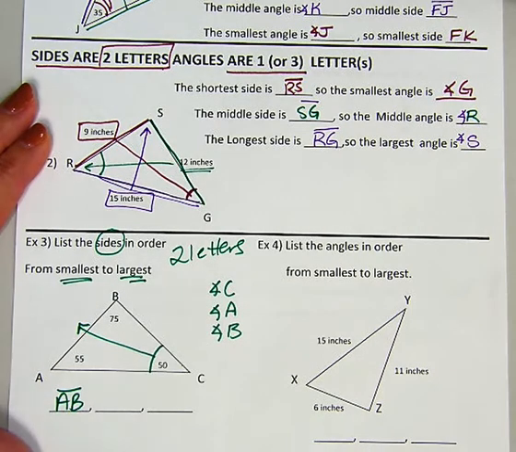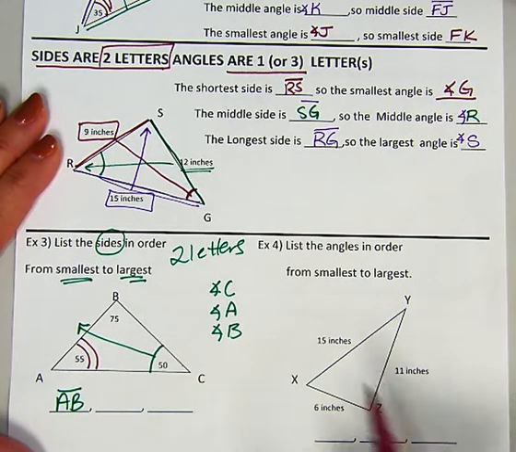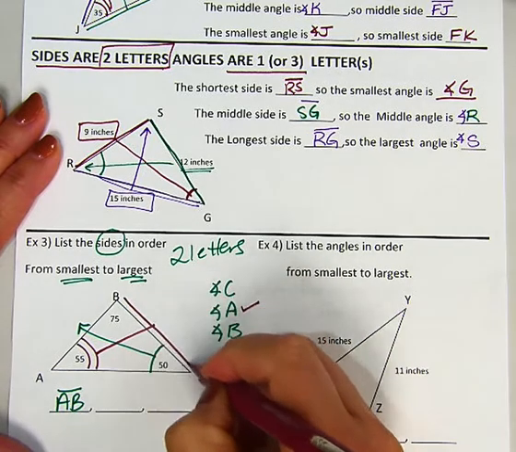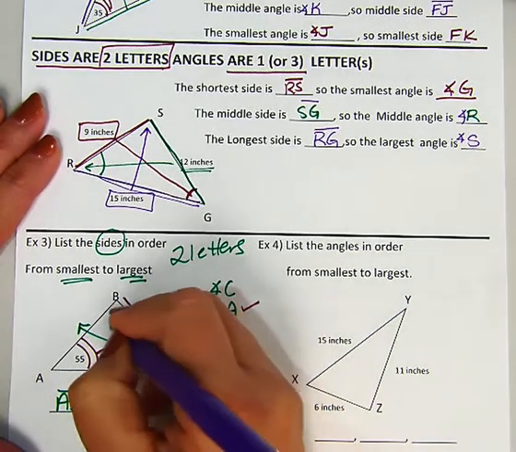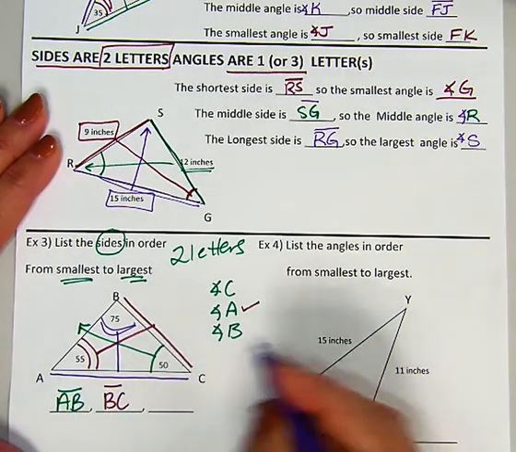It's not always going to be drawn to scale. Sometimes they're going to try to trick you and draw some of them differently. 55 is my middle, and 55 is across from or talking to my BC. 75 is my biggest, and it's across from or talking to my AC.